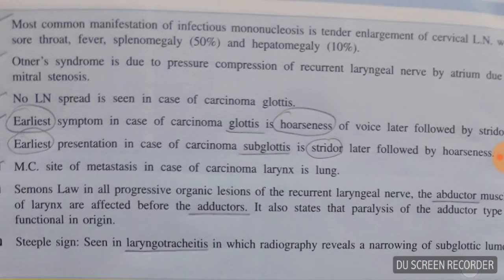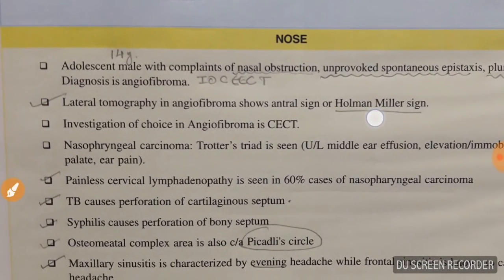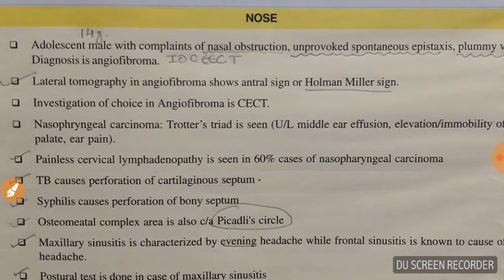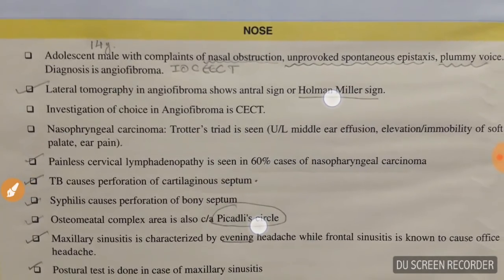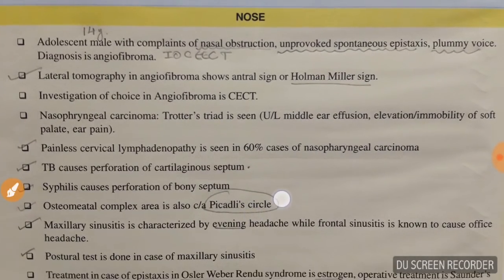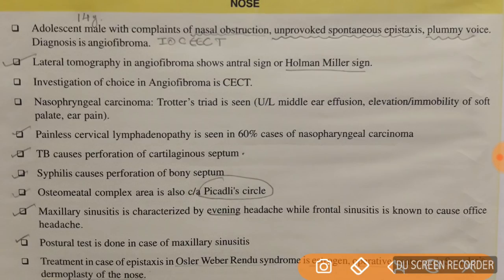Now continuing with the nose section. So nose is also important as regards your ENT. The question is typically asked from different sections. The important one in nose is the angiofibroma.